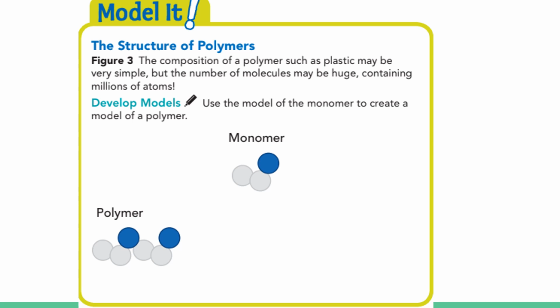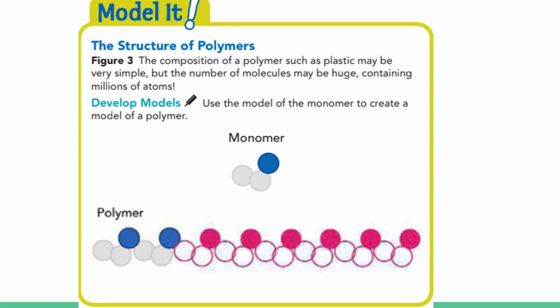All right, so our model it. The structure of polymers. The composition of a polymer, such as plastic, may be very simple, but the number of molecules may be huge, containing millions of atoms. We are going to use the model of the monomer to create a model of a polymer. So we have our monomer, the polymer takes multiple, and so we're just going to continue that pattern on and on and on, and yours should look something like this.